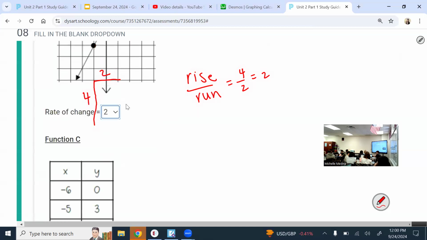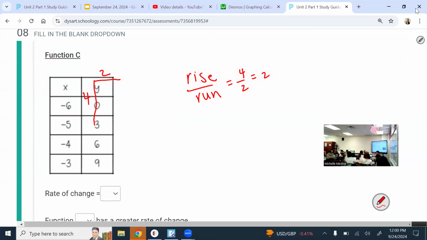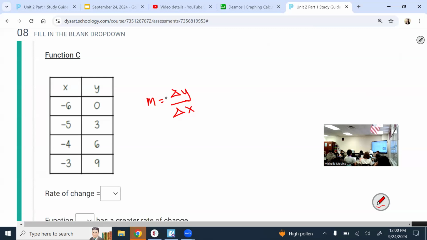Okay, scrolling down. From a table, what's that equation I showed you today when it's from a table? You could do that, but I think this one's easier, but it's up to you. You could put it in Desmos and count your rise over run. I like change in y divided by change in x. So just pick 2 random parts. Change in y, how do I go from 0 to 3? And my change in x, how do I go from -6 to -5? So my slope is 3 over 1.